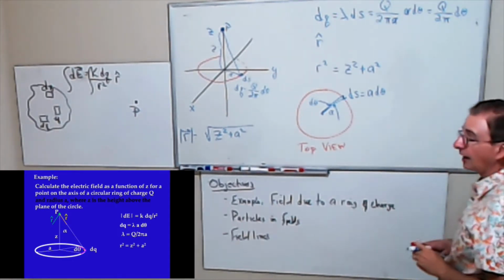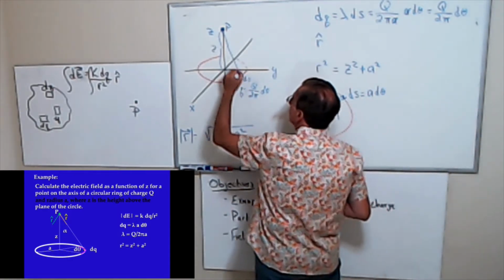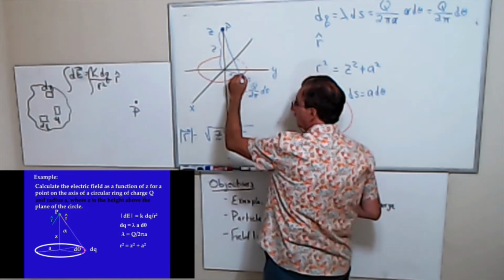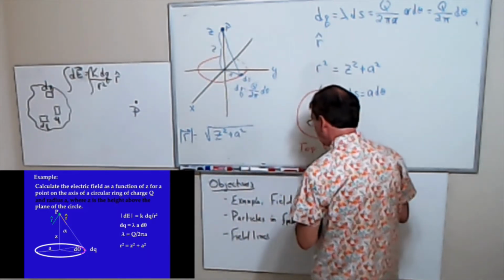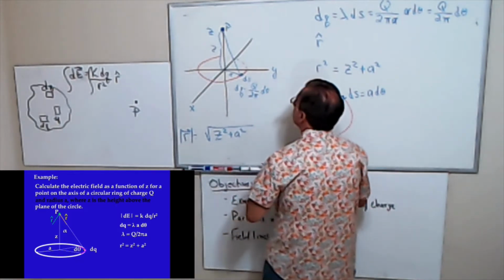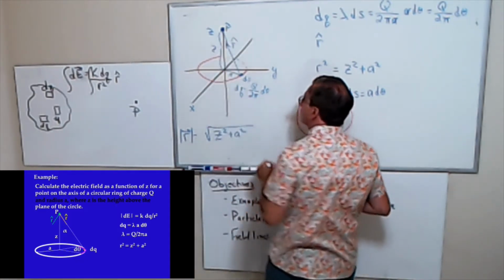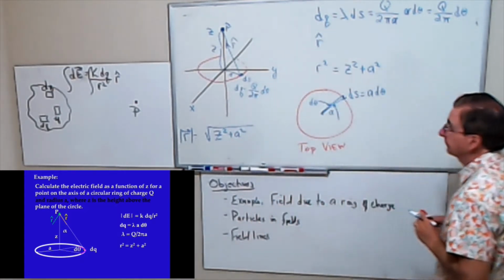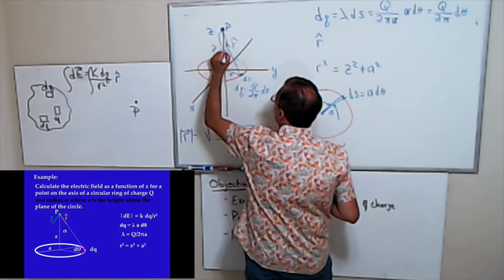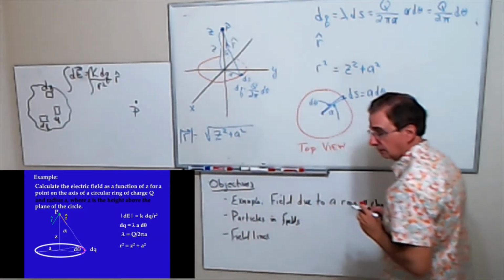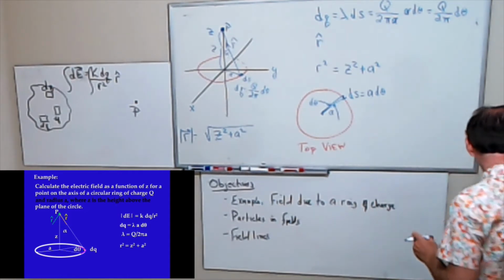We want to determine where r hat is. It's a unit vector that points from this point to this point, the element of charge to the point at which you're calculating. So let me draw an arrow. That's r hat. I'm going to denote this angle as alpha. My writing is getting smaller, I apologize.